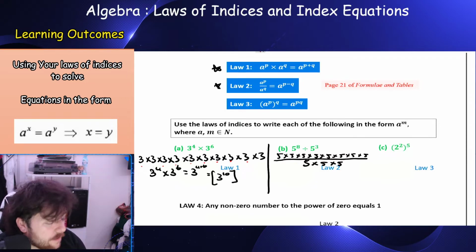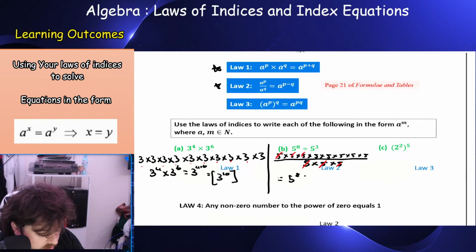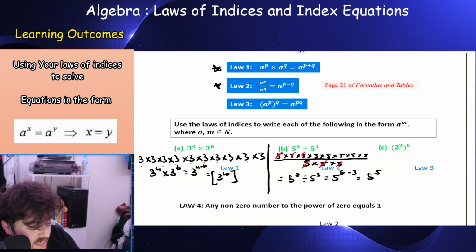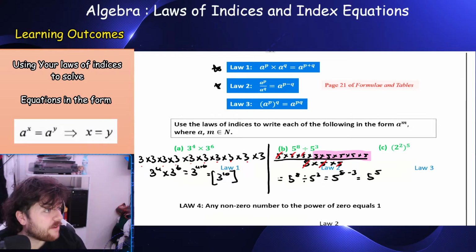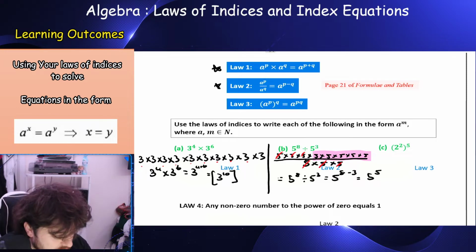Right, that means I can cancel out one 5, two 5s, three 5s. How many 5s am I left with? I have 5 times 5 times 5 times 5 times 5. So 5 to the power of 8 divided by 5 to the power of 3 equals 5 to the power of 8 minus 3, which equals 5 to the power of 5, which makes sense with my answer here because I end up multiplying 5 by itself 5 times.